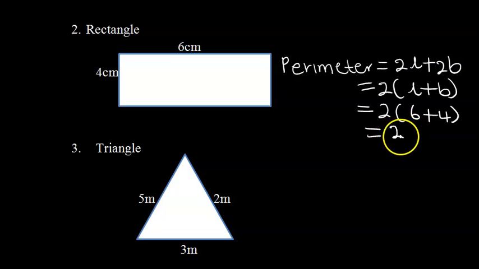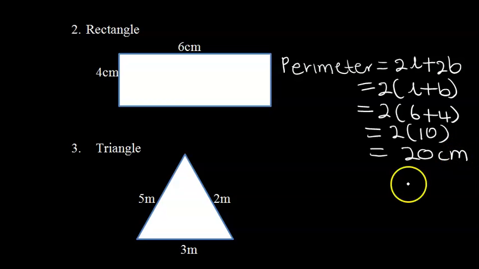And now we'll have 2 into 6 plus 4, that is what? 6 plus 4 is 10. Therefore, our perimeter is equal to what? It's equal to 20 centimeters.